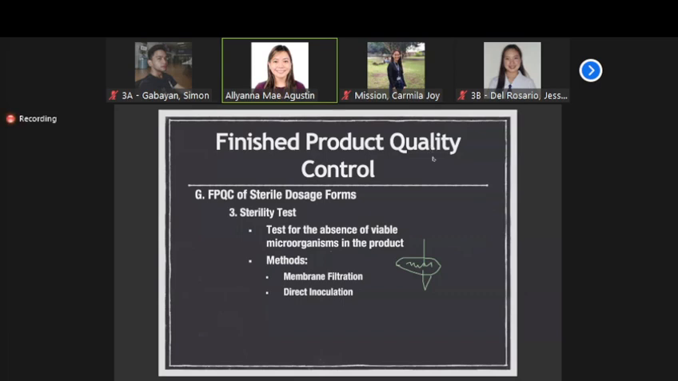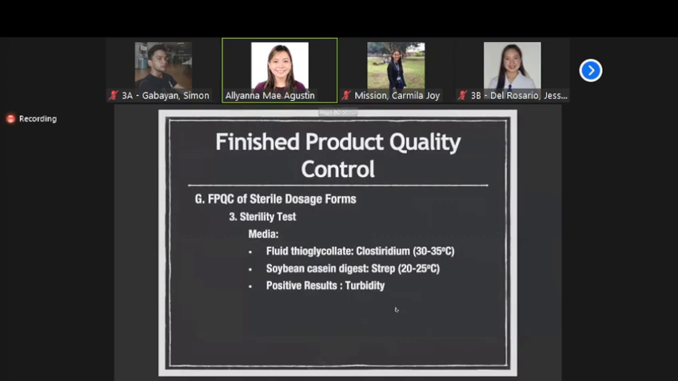So for membrane filter, you filter your solution, then from the filter paper, or the membrane filter, that's where you get your sample. In direct inoculation, for example, you just dip your inoculating loop in the solution, then streak it onto the agar.